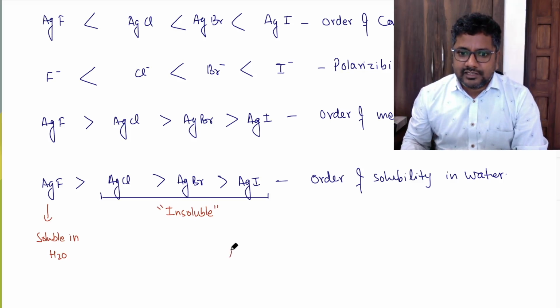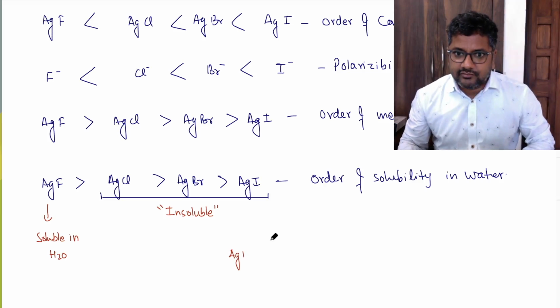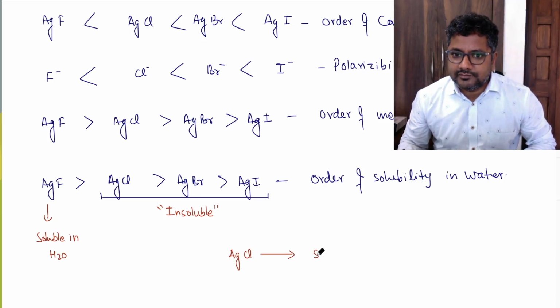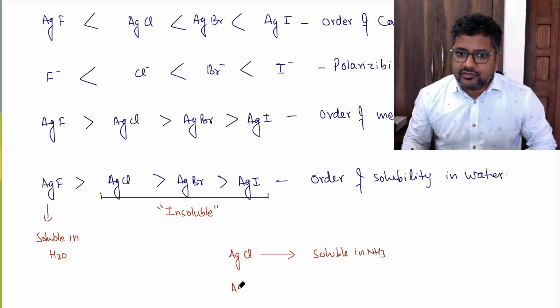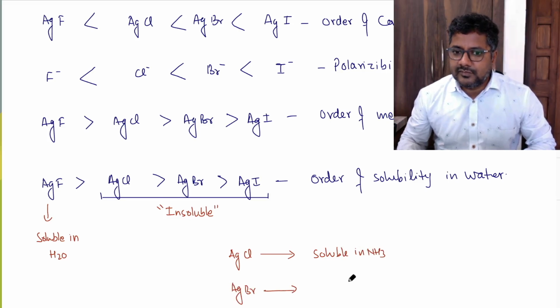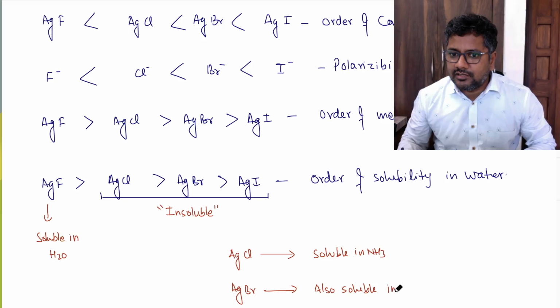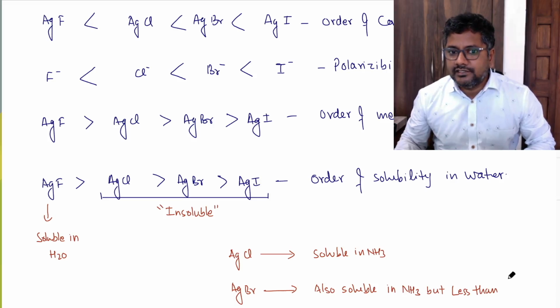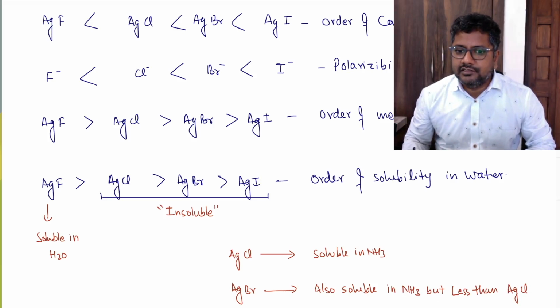Okay, and you know AgCl gives a white precipitate, and this is soluble in ammonia. AgBr is also soluble in ammonia, but less than AgCl. And AgI is insoluble even in ammonia.